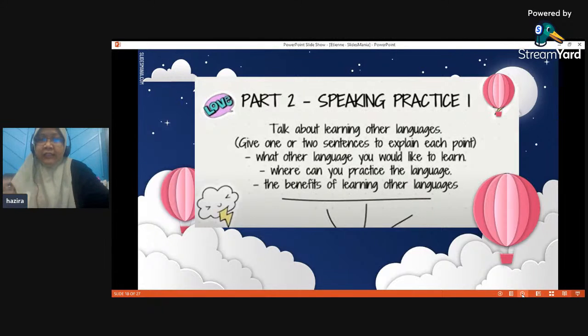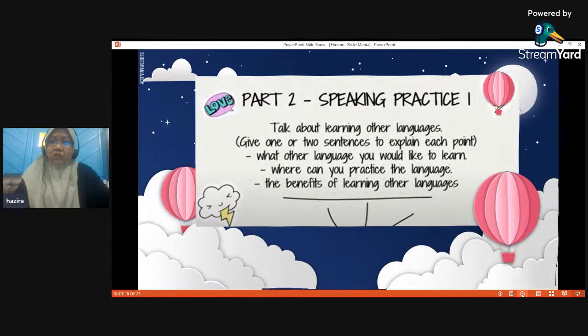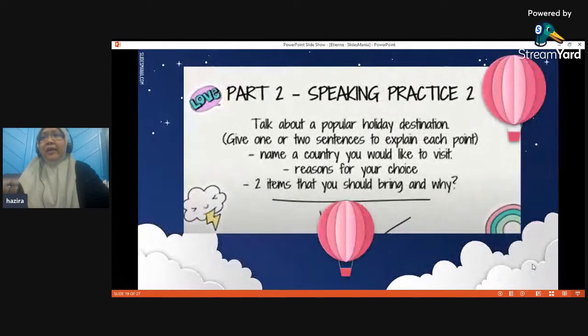Soalan yang ditanya tak akan sama dengan soalan dalam booklet ni, tapi dalam tema yang sama. Okay. After that, student B will get a new booklet, another set of question. Okay. Example here, talk about a popular holiday destination. Again, give one or two sentences to explain each point.